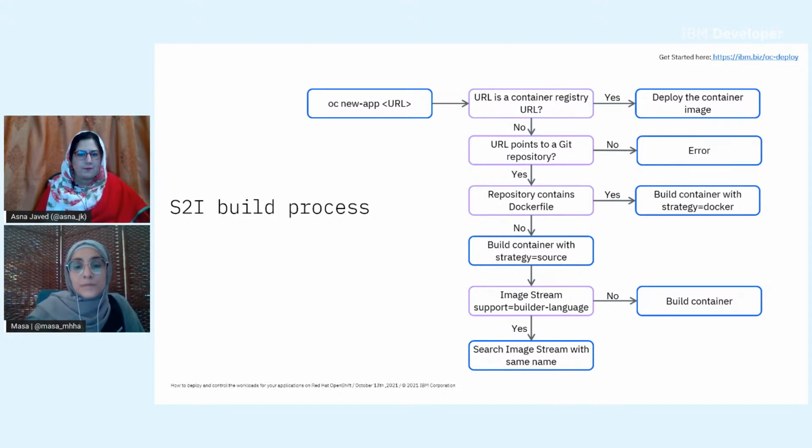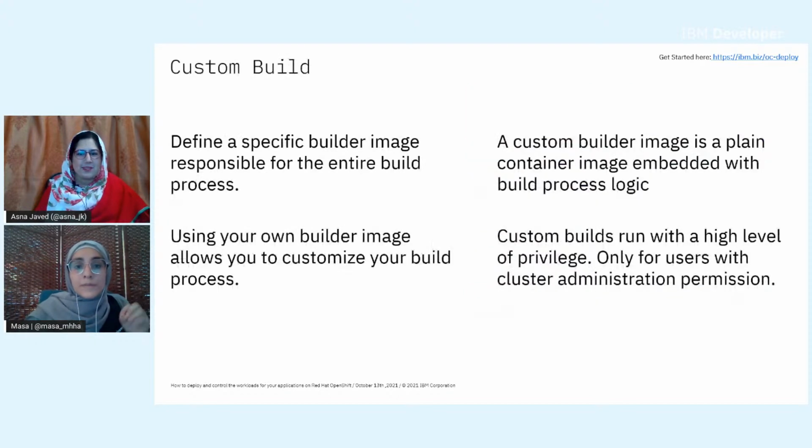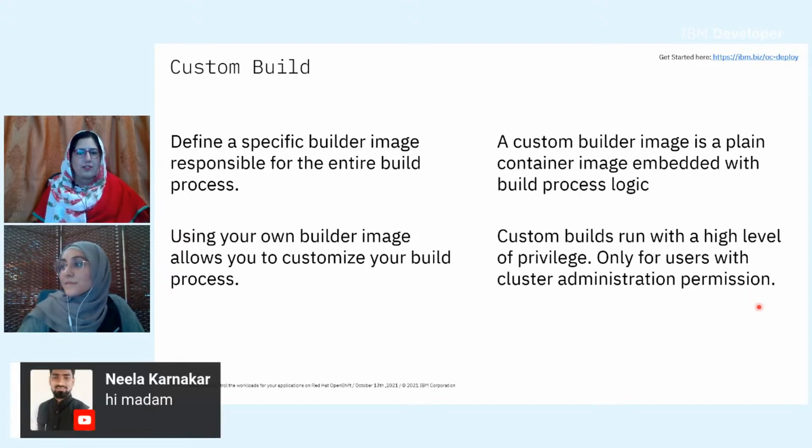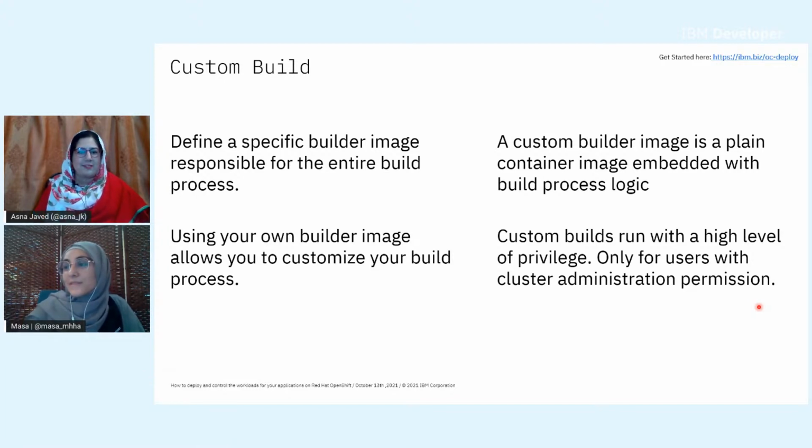Now that we covered source to image, let's move up to custom build. And I just want to take a moment and welcome whoever just joined us. We are actually talking about how you can deploy your applications on Red Hat OpenShift and how you can roll back those updates. And right now we're talking about custom builds. So over to you, Masa.